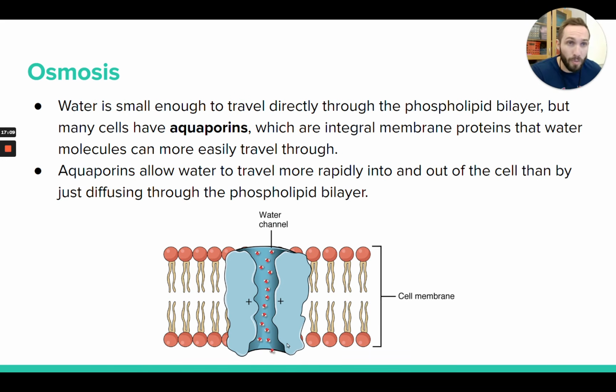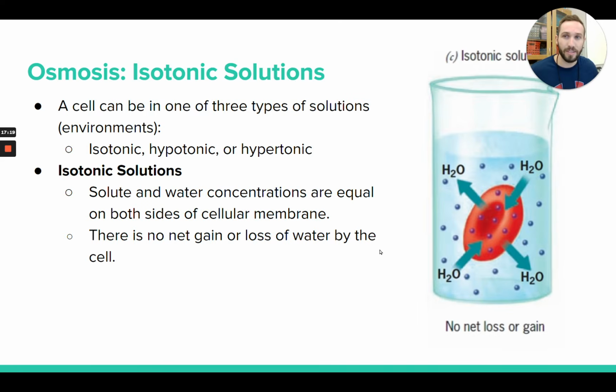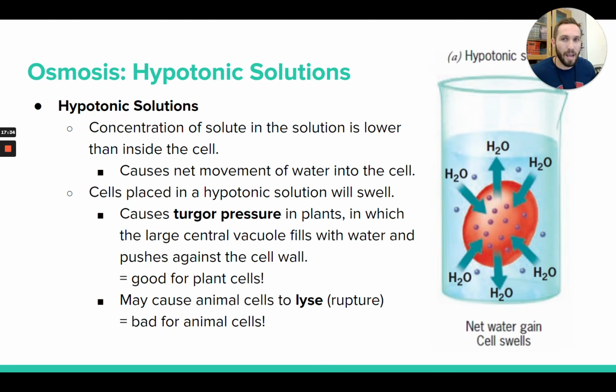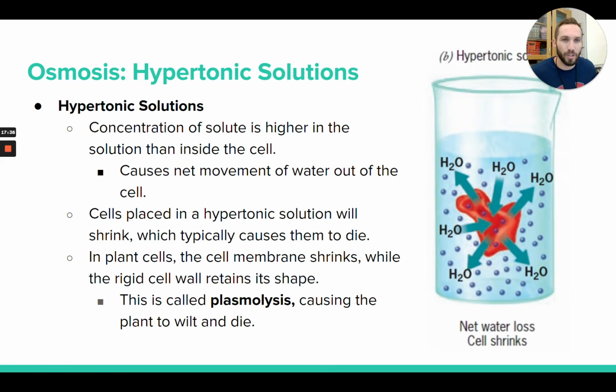There's some cells that don't have aquaporins, and osmosis is going to happen a lot more slowly because water is going to have a harder time going through these phospholipids. And so there's three situations that a cell could be in terms of osmosis, in terms of the type of solution that it's in. And so cells can be in a solution that's isotonic, hypotonic, or hypertonic.